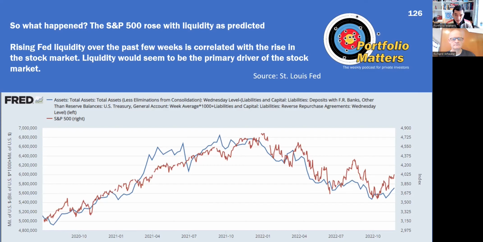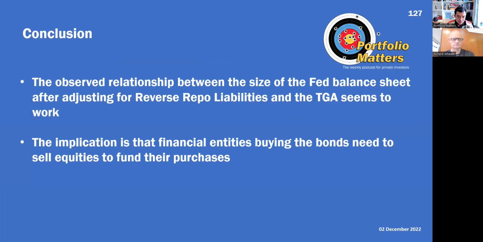Now, there's also the question of causality. The data for Fed liquidity is weekly, and let's say that a money market fund decides it wants to buy equities and withdraws money from the reverse repo facility and then puts it into the equity market, you would see this correlation, but that correlation would be contemporaneous and have little predictive power. So, in conclusion, this relationship seems to work.